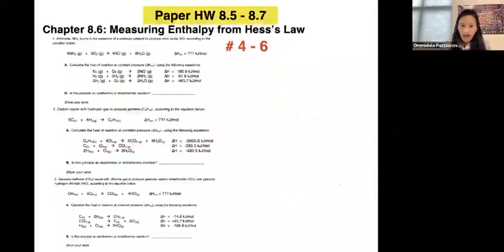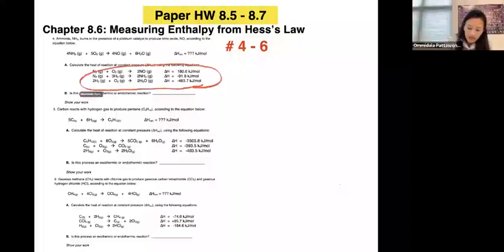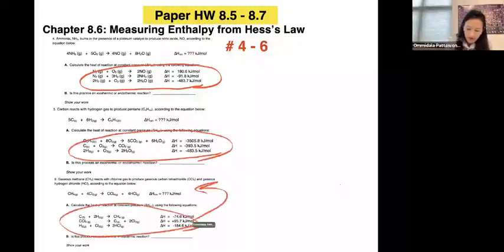The Hess's law problems in your paper homework are in chapter 8.5 to 8.7, numbers 4 to 6. Numbers 4 to 6 will allow you to do this type of problem again. You will get to practice more of how to manipulate all of these in order to get to the overall equation or the desired equation. It's similar to what we just went over.